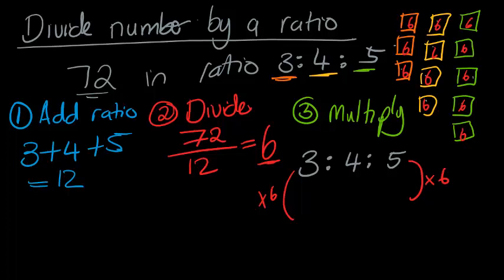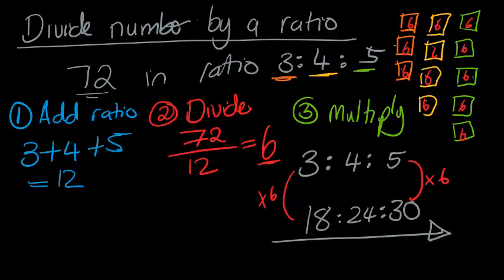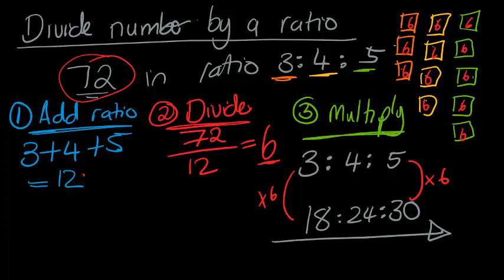So what do I have? 3 times 6 is 18. 4 times 6 is 24. And 5 times 6 is 30. This, ladies and gentlemen, is my final answer. So I have to do 3 steps. I have to add the ratio. I have to divide the original number by the number of containers. And then I have to multiply my ratio by the content of one container.